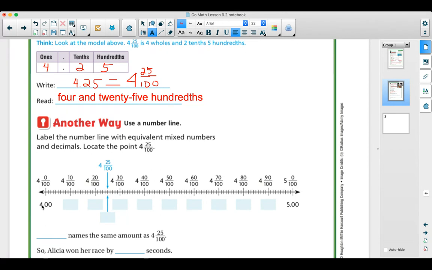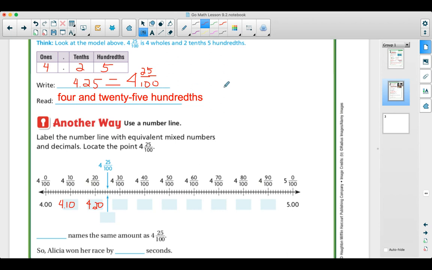So we're starting our number line at 4. It's broken up into hundredths: 10, 20, 30, 40, 50, 60, 70, 80, 90, 100. So now this is 4 and 10/100ths. So you'll write it as a whole number 4.10, 1, 0, 10/100ths. This is 4 and 20/100ths. So you write it as 4.20.